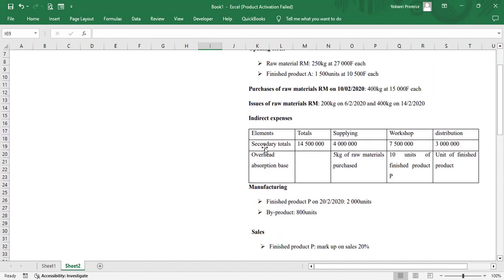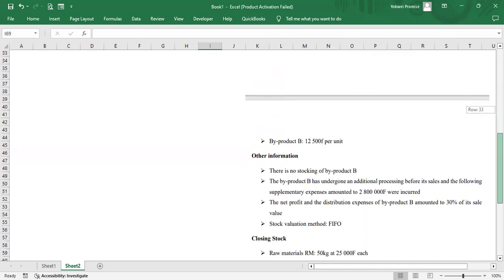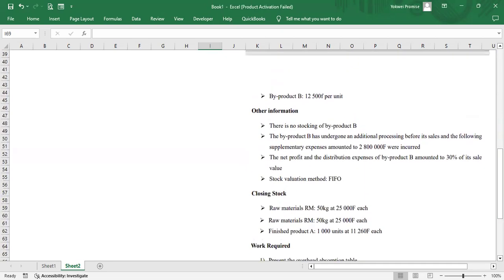So this is the indirect expenses table, the overhead absorption table. We have to use this to prepare all the necessary calculations: the overhead, the cost of work unit for each of the indirect expenses given. They have also specified in the question that this business uses the FIFO method for stock valuation. We have to take note of that.